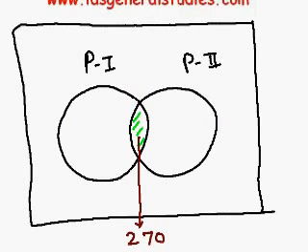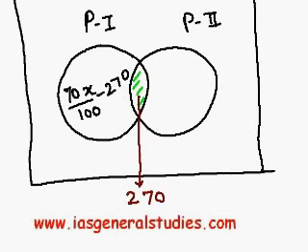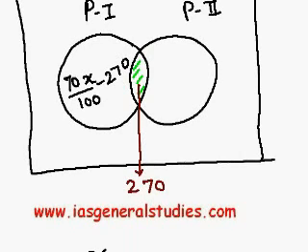So I can put that 70x by 100 minus 270. Is this clear? Because I cannot simply put 70x by 100. The middle part, whatever I already put, I have to subtract it.